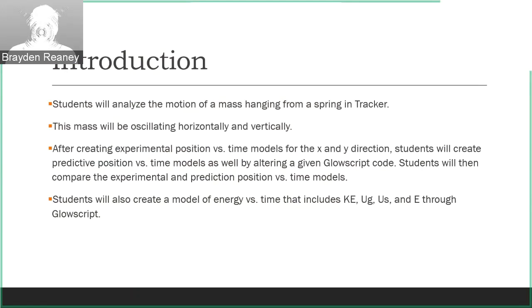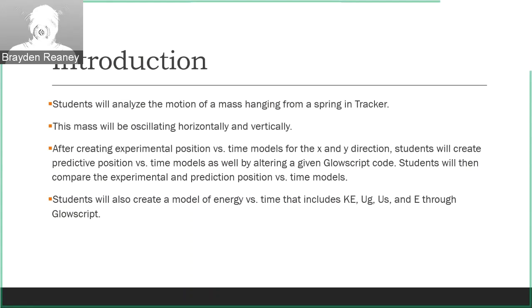Students will analyze the motion of a mass hanging from a spring and tracker. This mass will be oscillating horizontally and vertically. After creating experimental position versus time models for the x and y direction, students will create predictive position versus time models as well by altering a given GlowScript code. Students will then compare the experimental and prediction position versus time models.